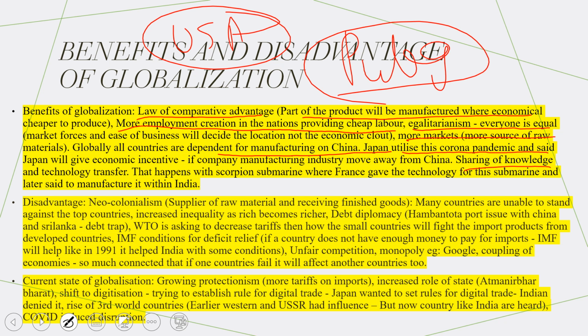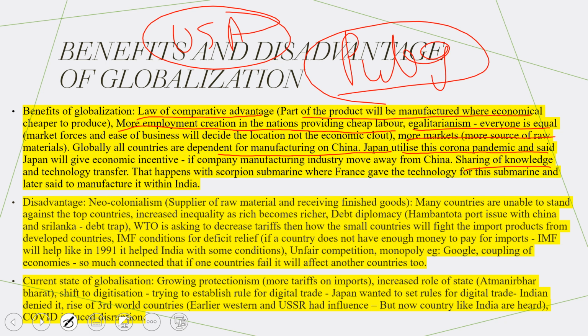So sharing of knowledge and technology transfer should be there so that globalization will be enhanced and the cohesive force will be more. That happened with the Scorpene submarine. France provided the technology for the submarine, and later said, take the technology, now manufacture in India. Similarly, we have Rafale and all.